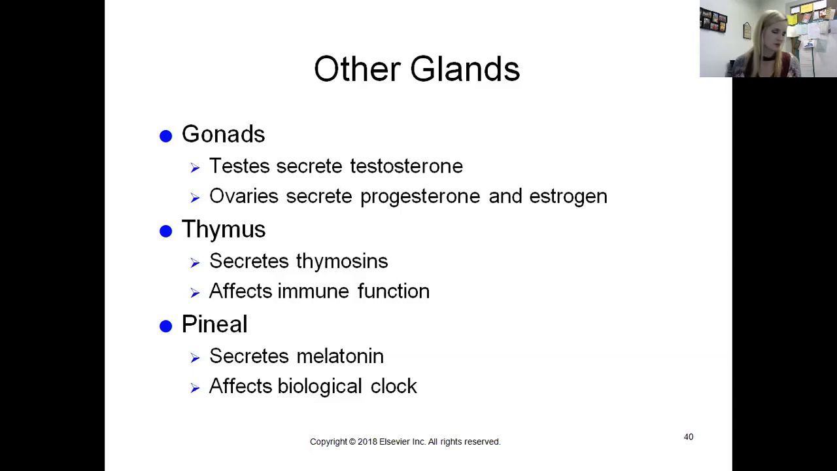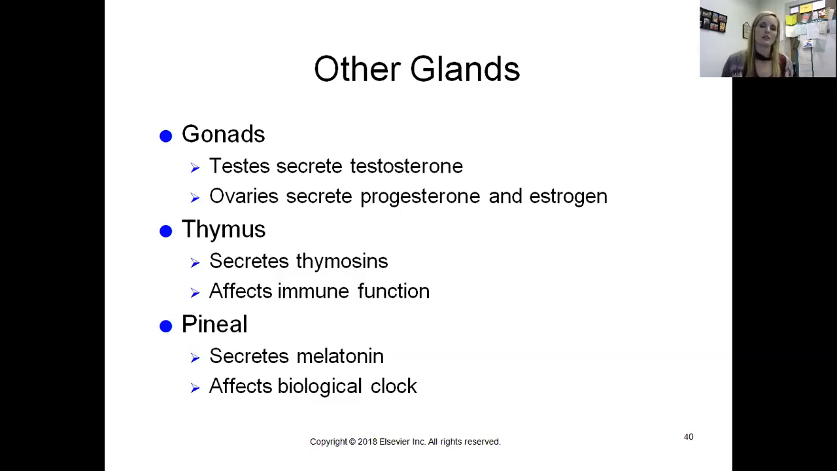Again, very much involved in childhood. We'll talk more about the immune system when we talk about our lymphatic system, so we'll get a little bit more into what I mean by that. But as long as you know thymosin helps with developing our immune system, then you've got thymosin down.